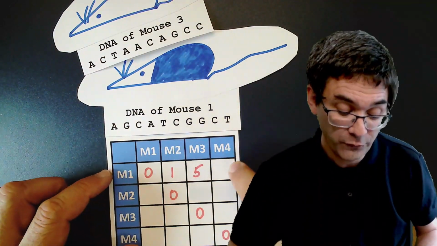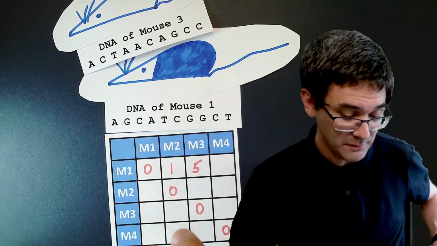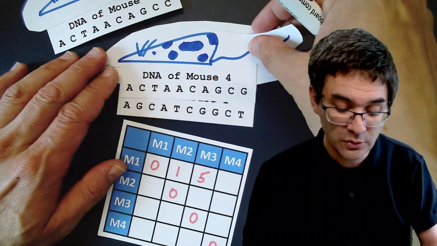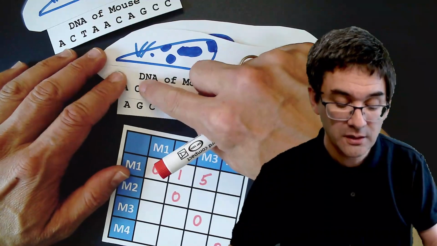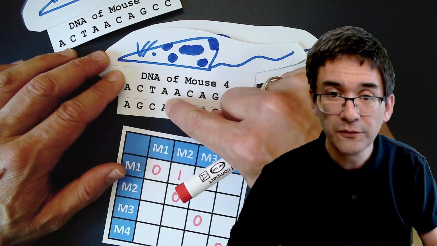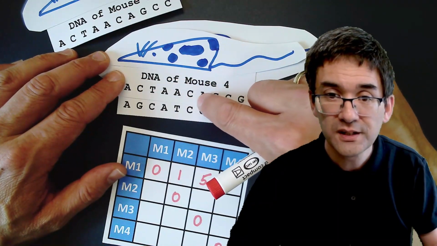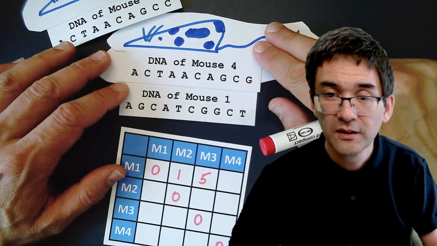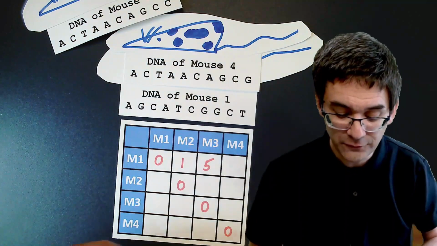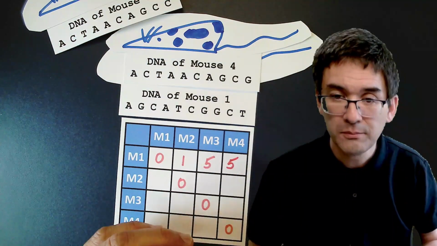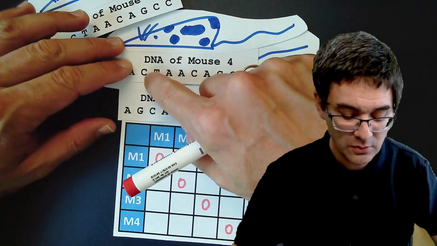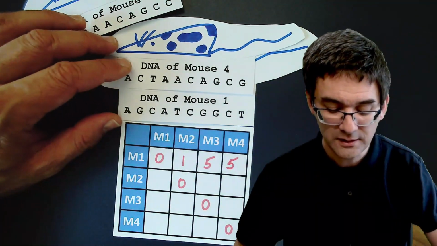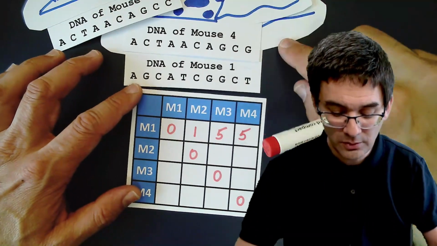So mouse 4 with mouse 1. I mean, you get the idea, so I can go a little bit faster now. Over here, GC, one difference, two differences, three differences, four differences, five differences. So 1 and 4 is 5 differences again. Hope I didn't miscount. Again, let's check: 1, 2, 3, 4, 5. Yes, that's fine. So we're halfway through.